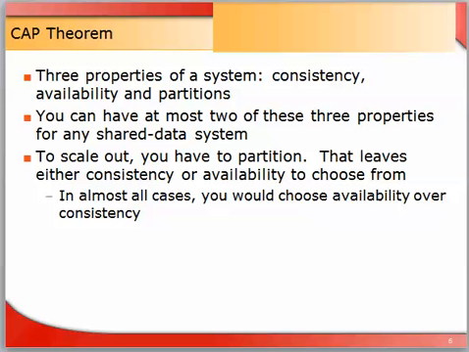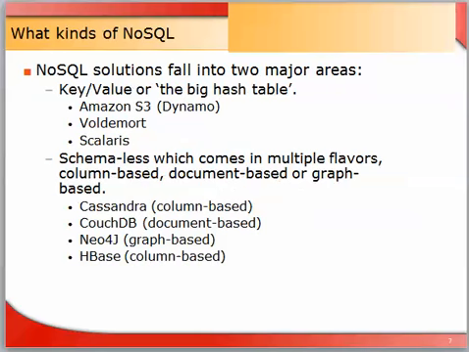You can have at most two of these three properties for any shared data system. To scale out, you have to partition. That leaves either consistency or availability to choose from. In almost all cases, you would choose availability over consistency. This is not an exhaustive list, these are just some well known things.